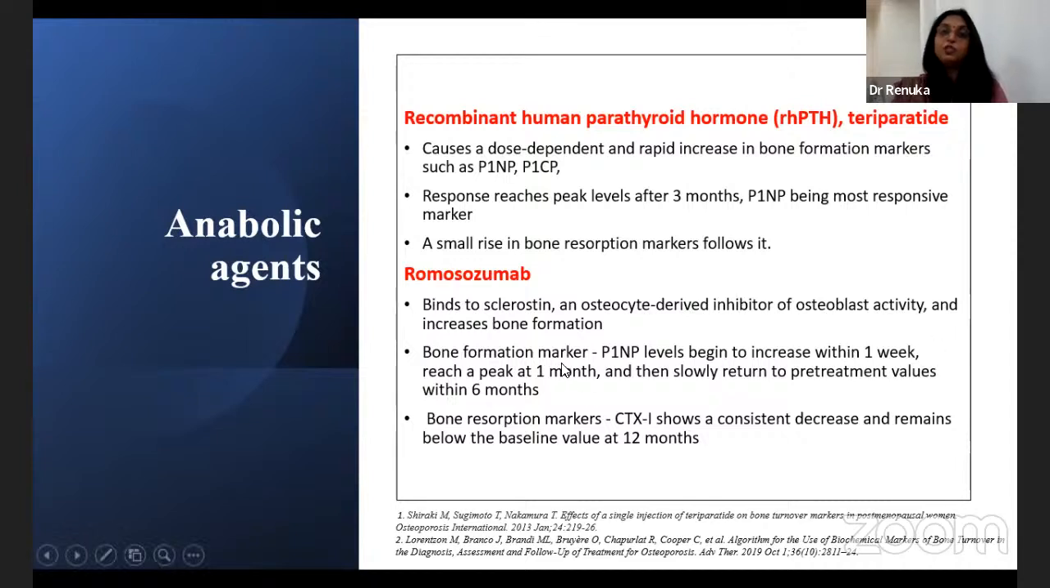Whereas when it comes to romosozumab, which binds to sclerostin, an osteocyte-derived inhibitor of bone formation, which causes increased bone formation, here what we see is that the bone formation marker, like P1NP, levels begin to increase within 1 week, reach a peak at 1 month, and then slowly return to pre-treatment value. So there is a transient rise within a week, peaking at 1 month, and slowly coming back within 6 months. Whereas the resorption markers show a slow but consistent decrease and remain below the baseline levels at 12 months.